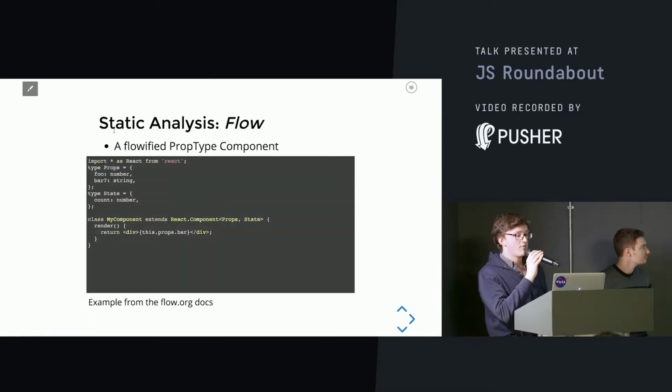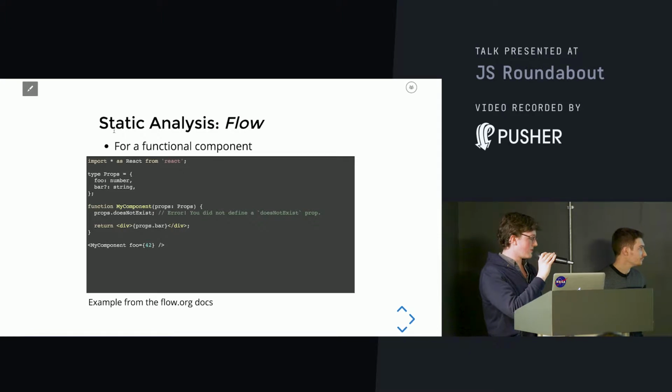If we Flowify this, we can define a type object at the top, with foo being a number, and bar being a string, which isn't required, shown by the question mark. And we can also define types for our states, where we've got count as a number. And then in the angular brackets, just after the class definition, we can specify the types of the props and then the type of the states.